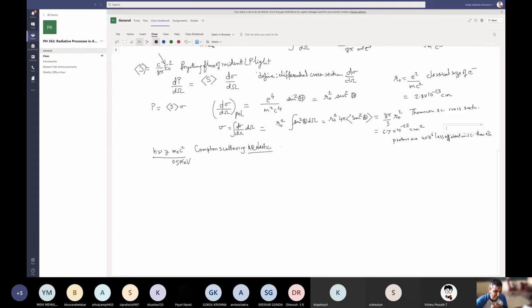So when you go to X-rays, your Thomson scattering is no longer valid. You have to worry about the energy losses due to energy exchange between electrons and photons. So in the X-ray regime, you have to be concerned about that.